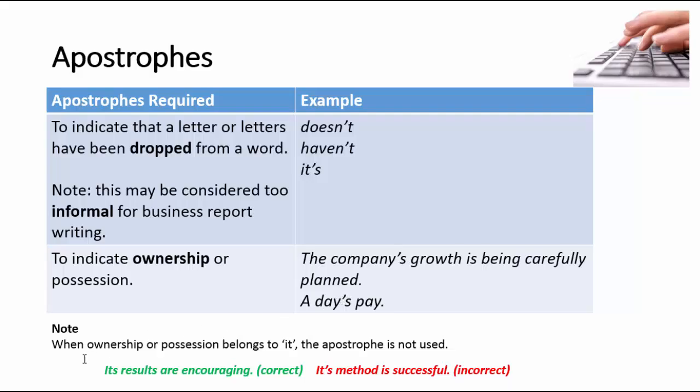However, when ownership or possession belongs to it, the apostrophe is not used. Its results are encouraging, correct, or it's method is successful, is incorrect. So when it belongs to the it, we don't have the apostrophe.